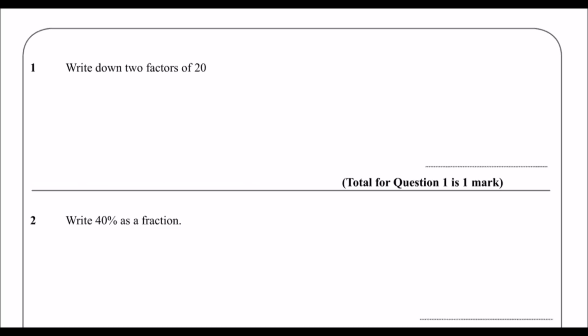Question 1. Write down two factors of 20. The factors of 20 are the numbers that multiply together to make 20. So we can have 1 and 20. We can also have 2 and 10. Or we could have 4 and 5. So the factors of 20 are 1, 2, 4, 5, 10 and 20. We just need to write down two of them. So we could just write down 2 and 4.